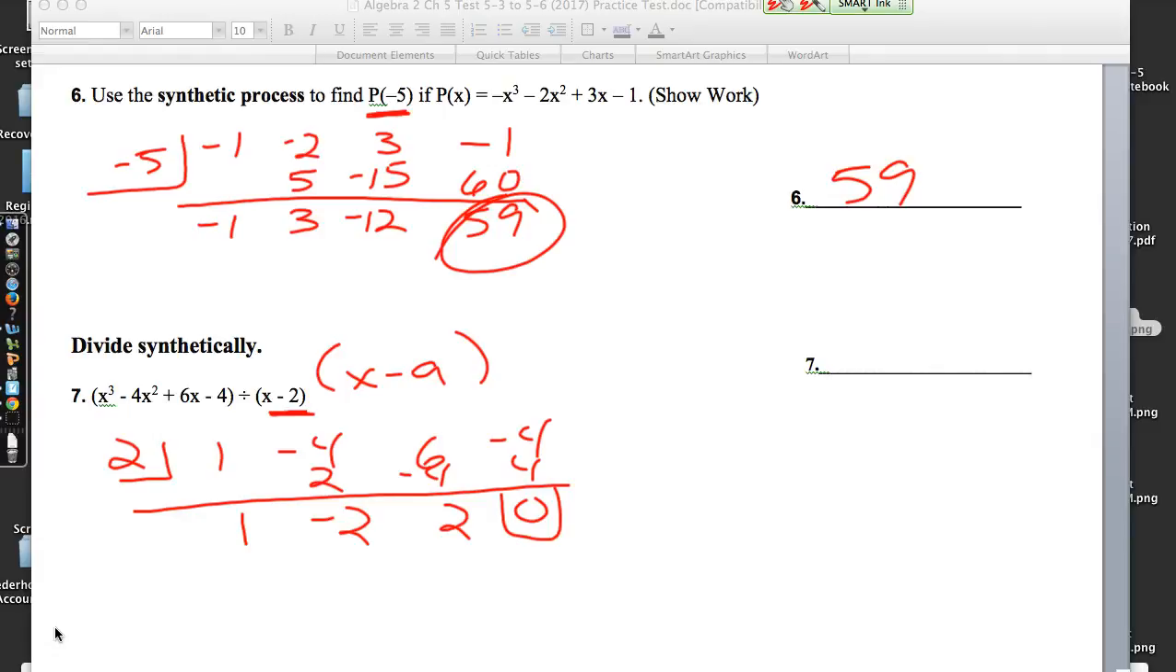Not for this one. Did it say find what you get if you put 2 into this function? No. It said divide this by this. So think back. How do we get our answer from that? Remainder, constant, x squared. That's how we get our answer. So this will be x squared minus 2x plus 2. That's our quotient, our answer, because they told us to divide.